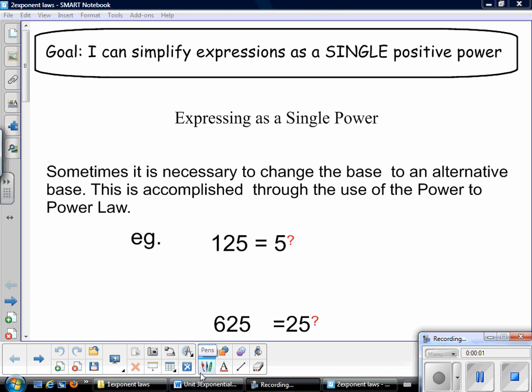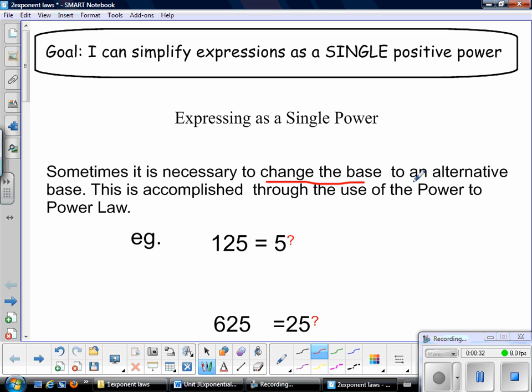We're looking at, our goal is I can simplify expressions as a single positive power. What we're talking about when we're talking about a single positive power is I want my final answer to have one base to one exponent. Now, when we're simplifying, this sometimes creates an issue because we might have to change a base to an alternative base in order to make that happen.